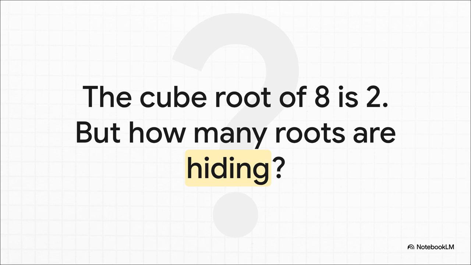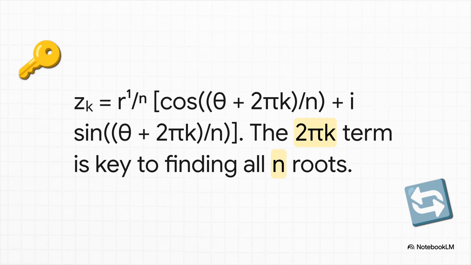You see, in the world of complex numbers, every number has exactly n nth roots. So that means 8 should have 3 cube roots. So where are the other 2 hiding? De Moivre's theorem gives us the formula to find all of them. And the real secret sauce here is that little plus 2 pi k part.